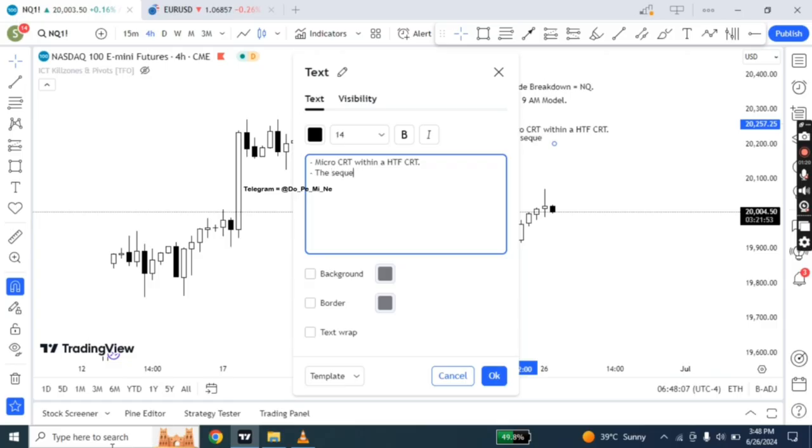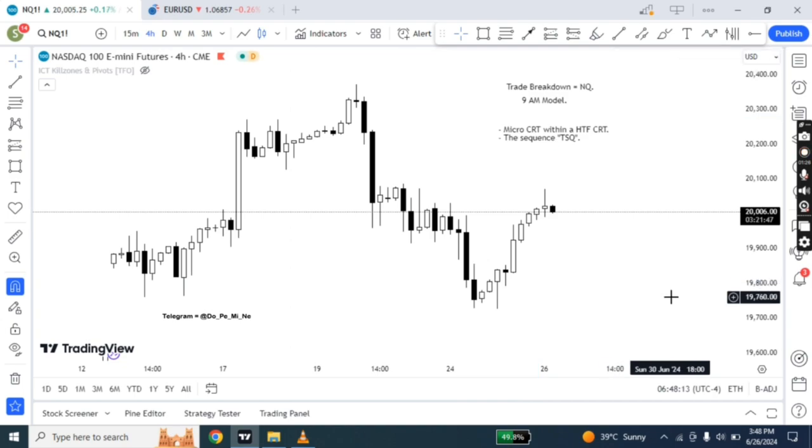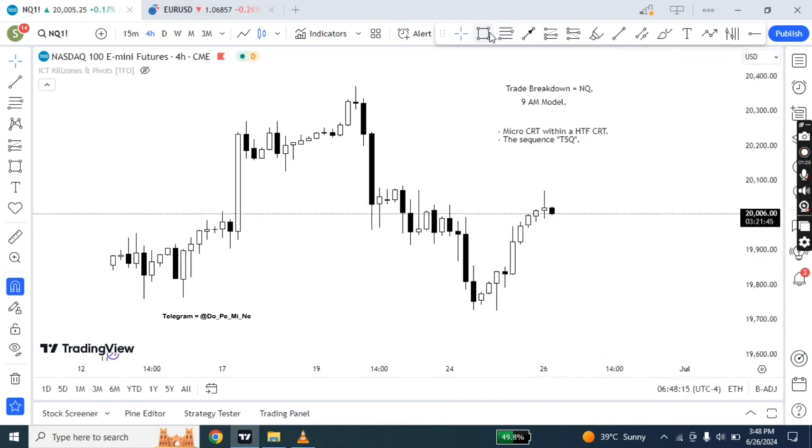Now, we'd also be discussing some parts of TSKO or the sequence as well, which is basically the sequence of moves that occurs or forms inside a CRT before the target is reached. Now, TSKO has multiple sequences and I'm going to discuss it briefly here later in the video. But for now, let's get into the breakdown.